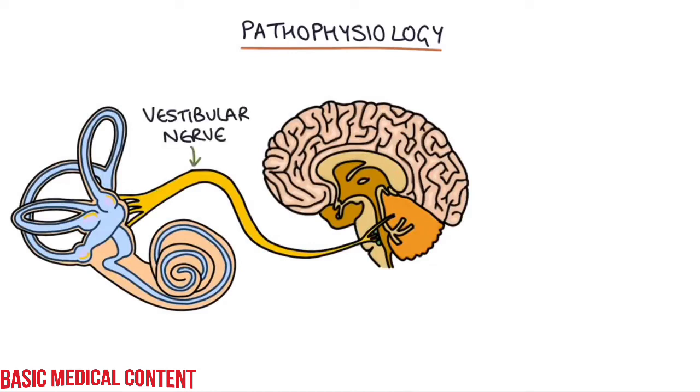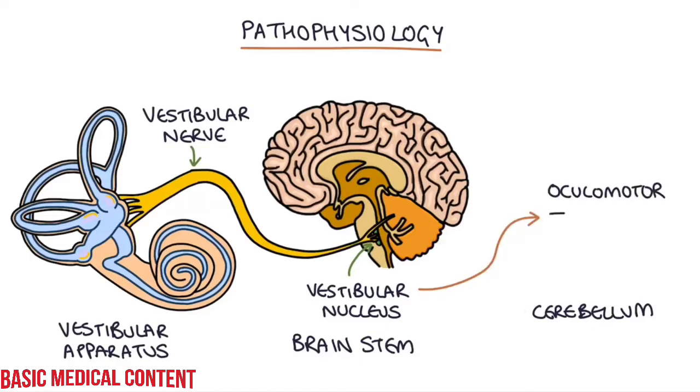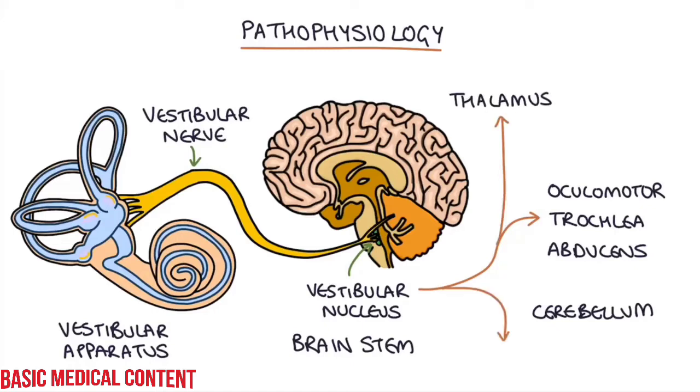The vestibular nerve carries signals from the vestibular apparatus to the vestibular nucleus in the brainstem and also to the cerebellum. The vestibular nucleus then sends signals to the oculomotor, the trochlear and abducens nuclei, which are responsible for controlling eye movements, and also to the thalamus, the spinal cord, and the cerebellum. The cerebellum is responsible for coordinating movement throughout the body, so therefore the vestibular signals help the central nervous system coordinate eye movements and movements throughout the body.